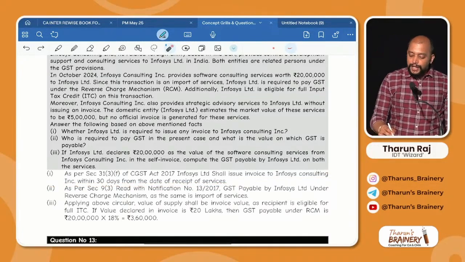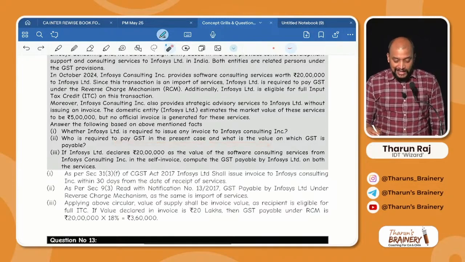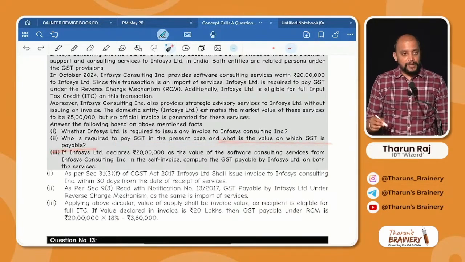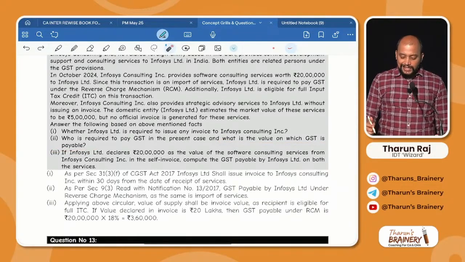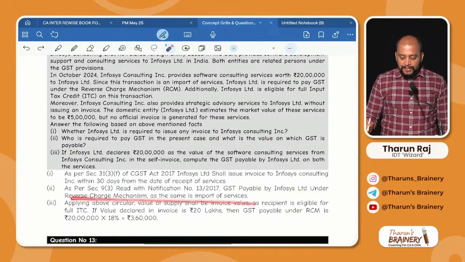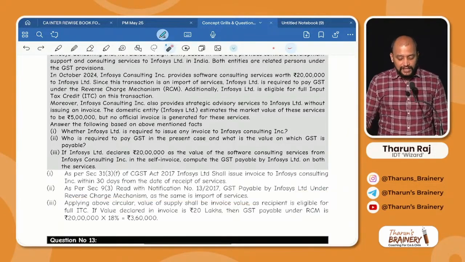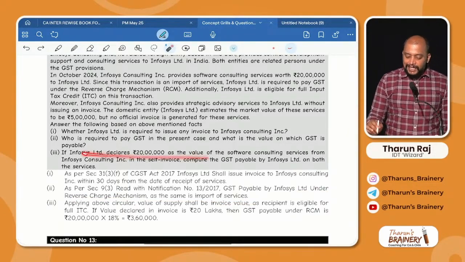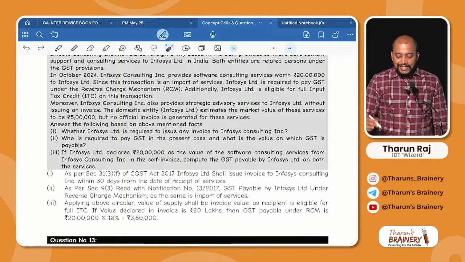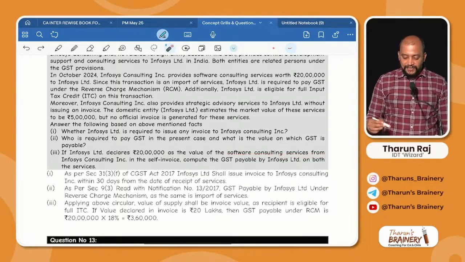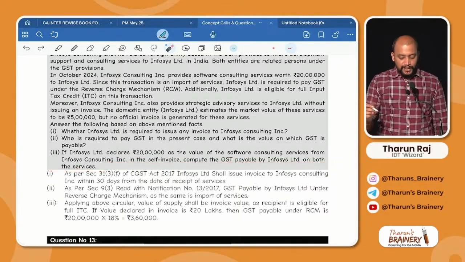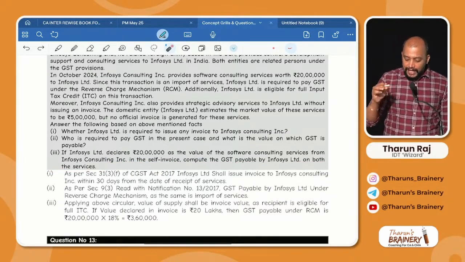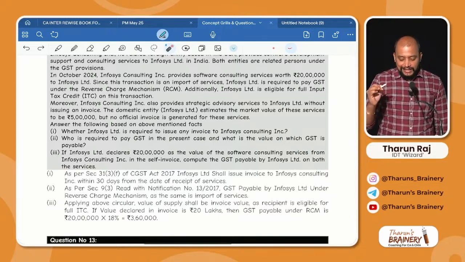Then, who is required to pay GST in the present case and what is the value on which GST is payable? Who is required to pay GST? Infosys Limited is required to pay GST under RCM as the same is import of services. If Infosys Limited declares 20 lakhs as the value of software consulting services from Infosys Consulting Incorporation in the self invoice, compute the GST payable by Infosys Limited. Simple, 20 lakhs into 18%, that is 3,60,000.